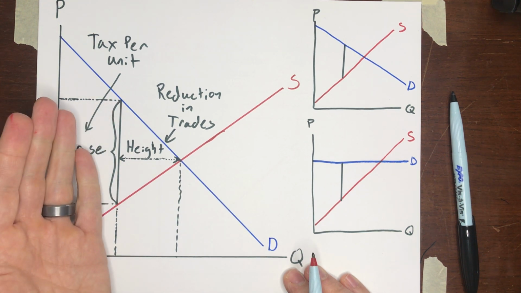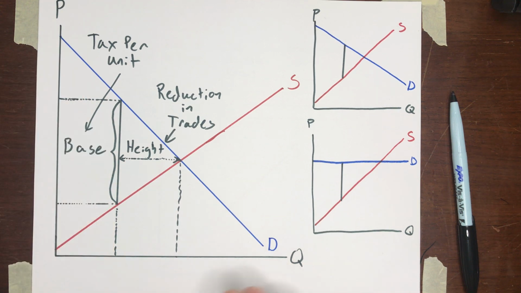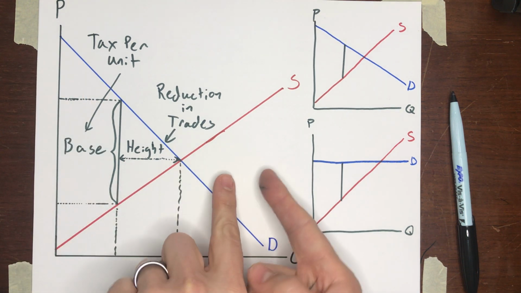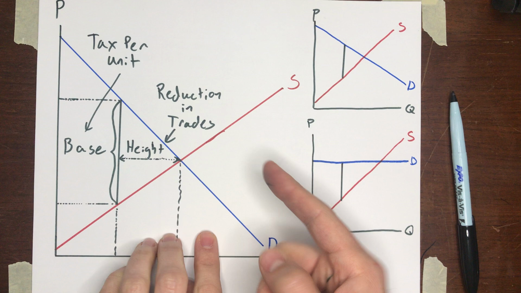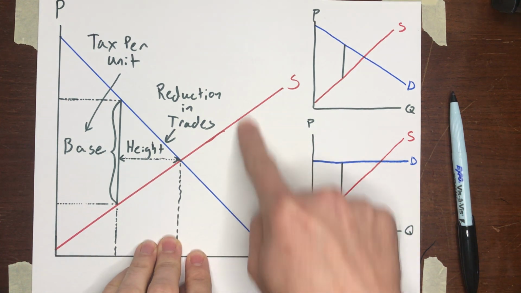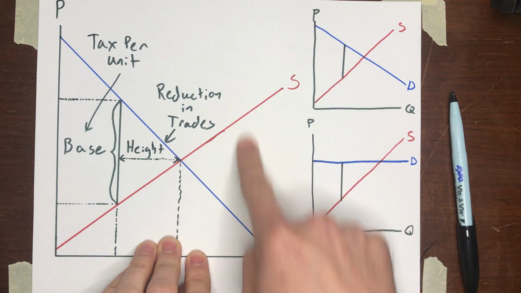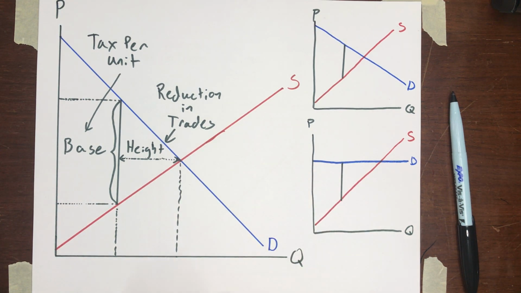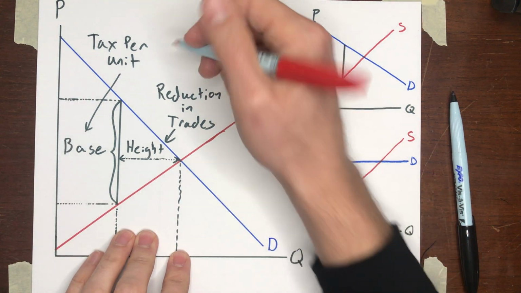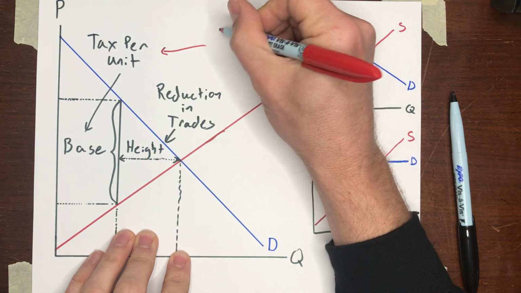Well, remember, a subsidy is just a negative tax, so you would end up with this triangle on the other side of equilibrium. You'd have a wedge on the right-hand side that would be the subsidy wedge. And the base of that subsidy wedge would not be the tax per unit, it would be the subsidy per unit.